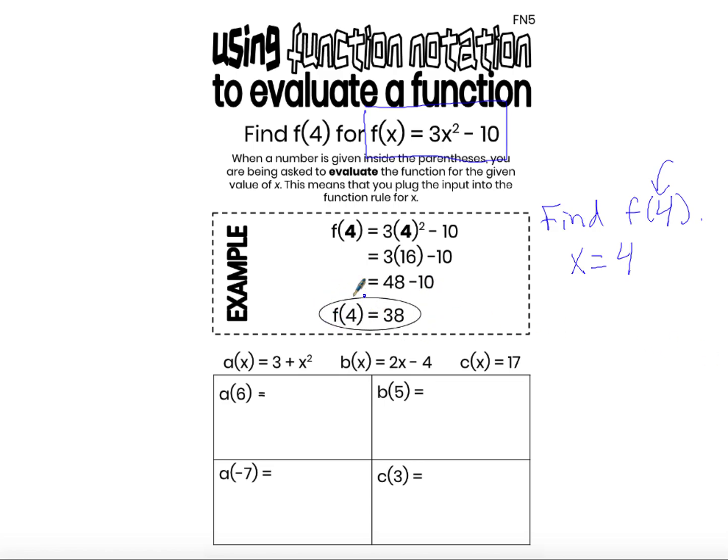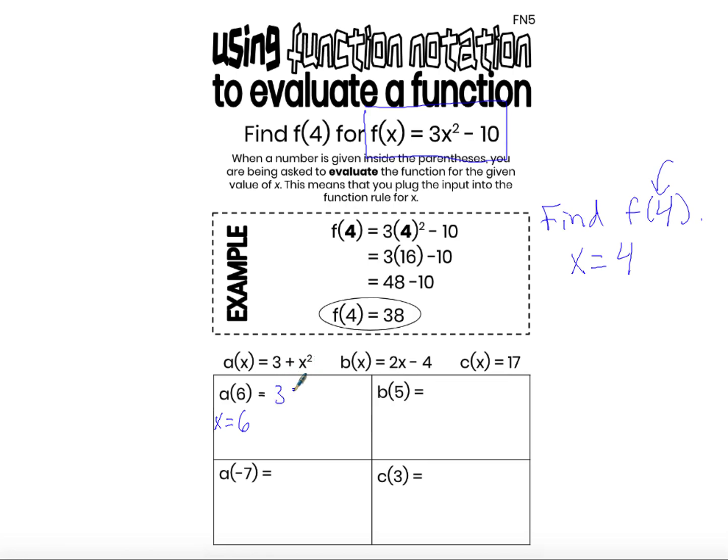What this statement says is, given an input of 4, my output is 38. When I plug 4 into my function rule, what I get as an output is 38. So we are often given more than one function rule and being asked to evaluate for particular values of x. So in this first example, a of 6, I'm being asked to find a of 6. That means x equals 6. So I plug in 6 for x.